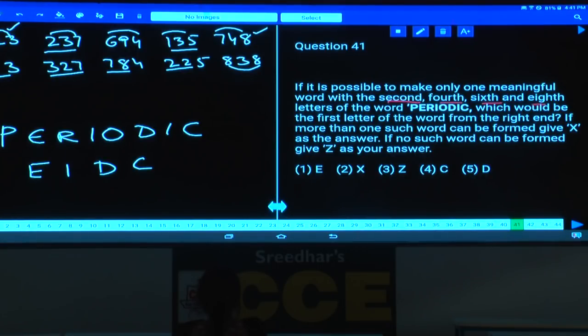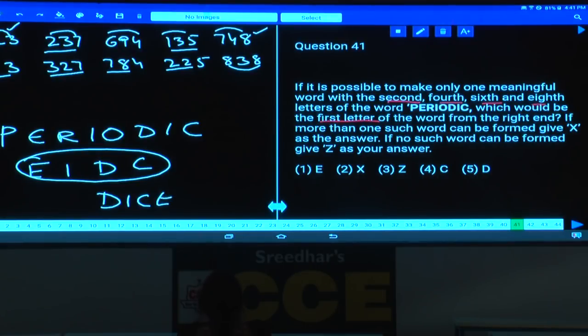And which would be the first letter of the word from the right hand? Tell me what is the word here? Now the letters E-I-D-C. What is the word that can be formed? D-I-C-E, dice is the word that can be formed. Then which is the first letter from the right hand side? E is the first letter from the right hand side. And what is your answer here? Choice 1, E, that is given in choice 1.